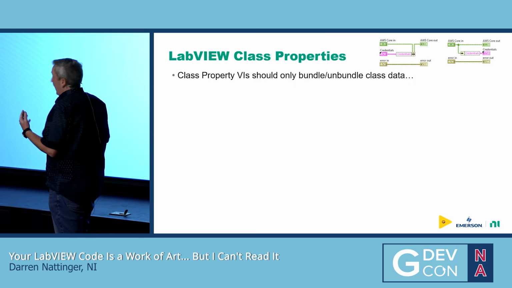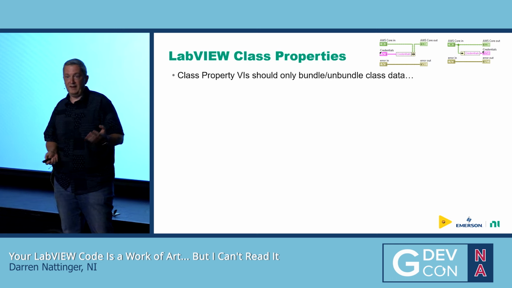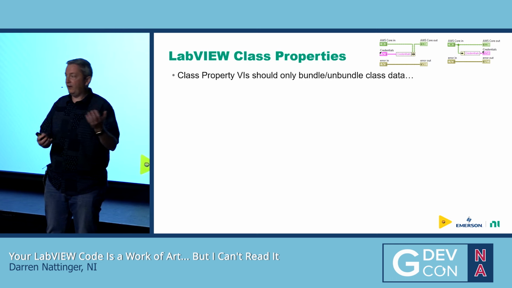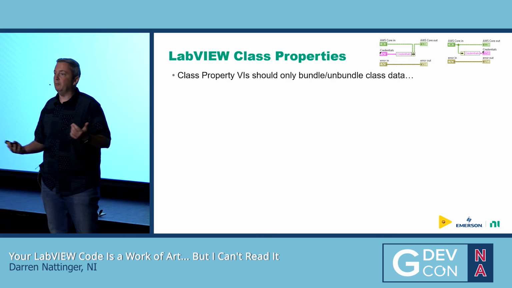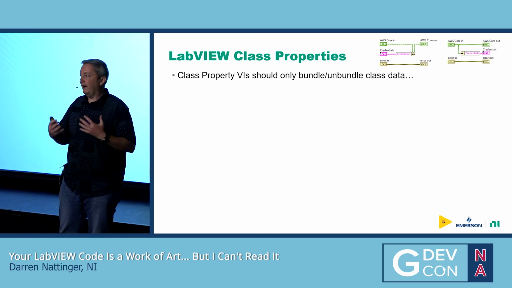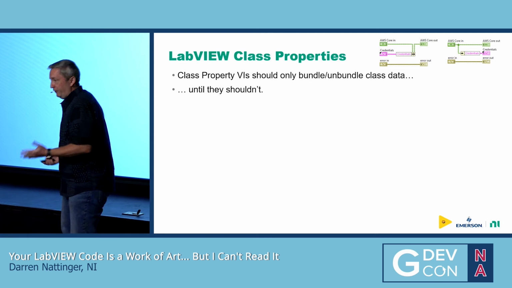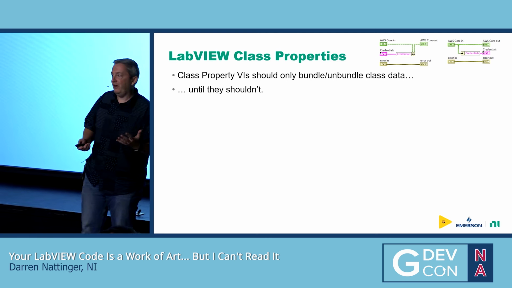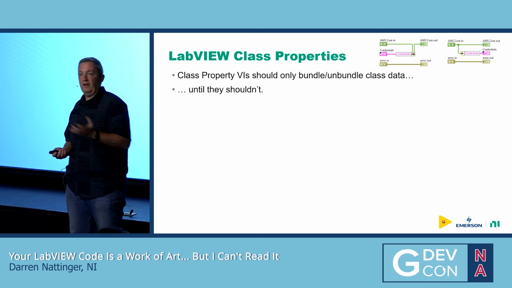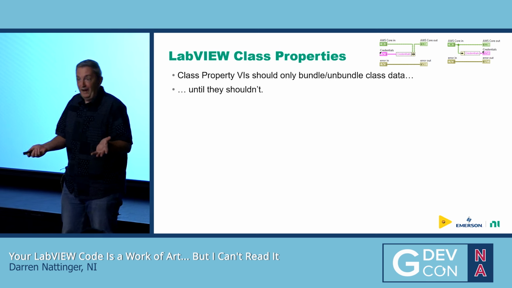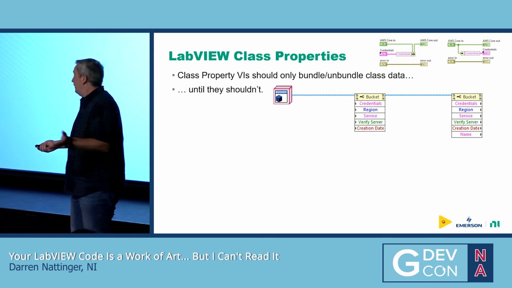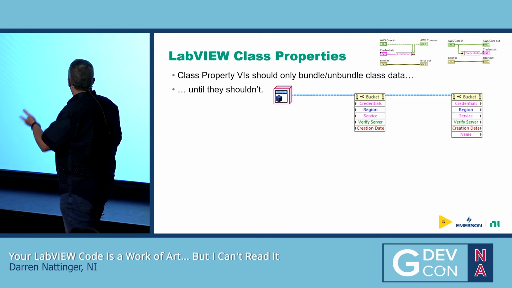I have often said that you should use class property VIs to just bundle and unbundle things. That's all you should do. I've often suggested that. I've put that into practice myself, except for the times where I didn't. So there are times where you need a class property VI to do some extra work. And it's a VI, so it can do the extra work, right? Well, what that ends up giving you is code that looks like this.